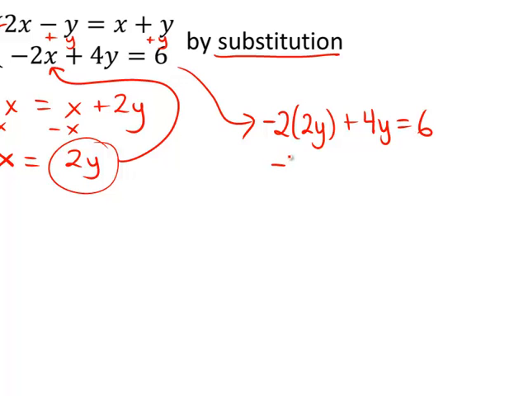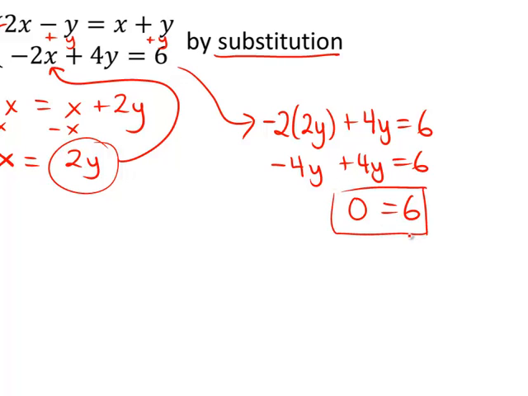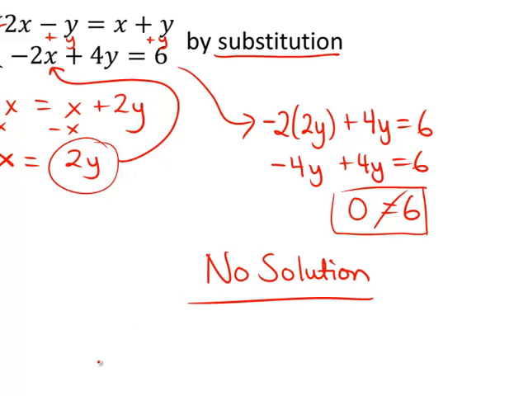Let's continue. That gives us negative 4y plus 4y equals 6. Whoa, negative 4 plus 4 is 0. 0 equals 6. True or false? For sure this is false. So what this means is we have no possible way of making this work. Therefore, it is a no solution question. There is no solution that will work.